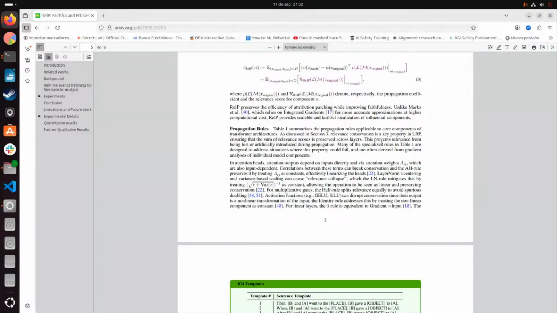Summarize the propagation rules applicable to the composition transformer. Okay, so they also have, I think they mentioned before, different rules for the different components. I guess they mean the attention, and they propagate differently through the MLPs or whatever, which makes sense.